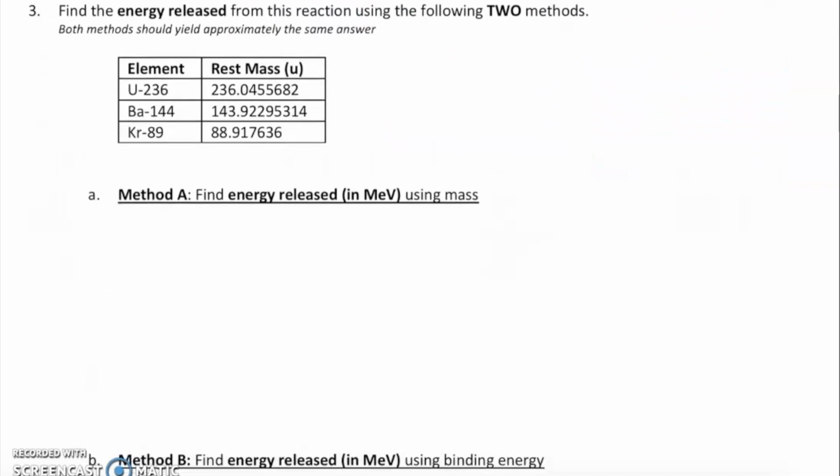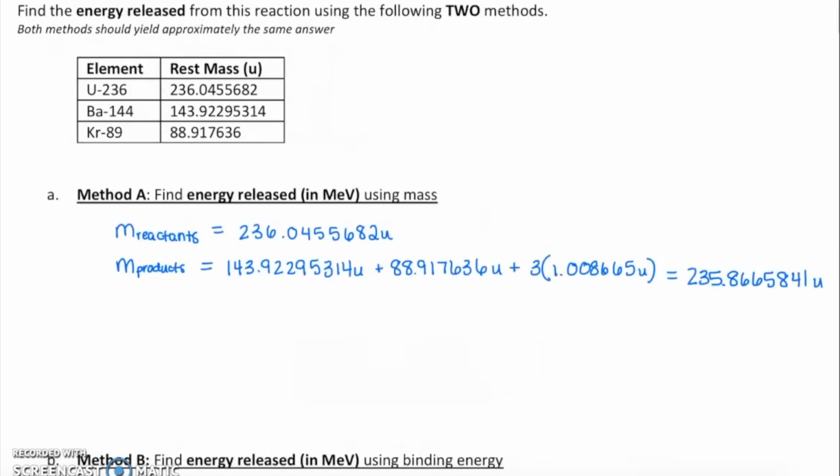This is the first thing that we've learned this unit. This method is going to be to compare the reactant's mass and the product's mass to see how much mass looks like it went missing. Let me do that now. So here up top, I have the mass of my reactants, really just uranium, and the mass of my products, this being the rest mass of barium, this being the rest mass of krypton, and then I had 3 neutrons. I got the neutrons rest mass from my data booklet.